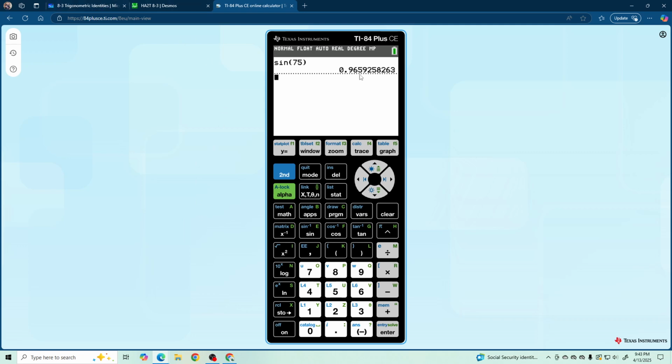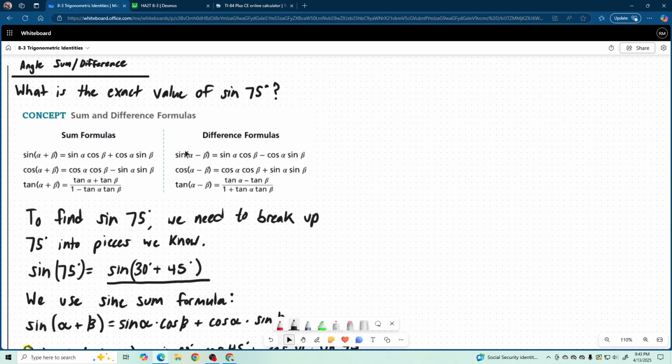Well, it's actually not, right? This is an irrational number, or we can assume it's an irrational number because it's like 15 decimal places here. So that's not exact, right? There is an exact value for this, and we can find it. And we can find it using our sum formulas and our difference formulas.